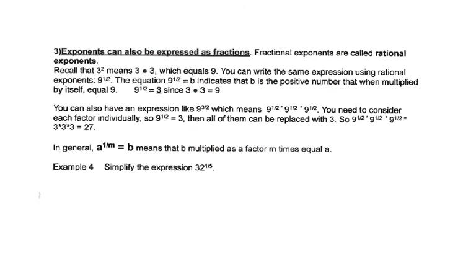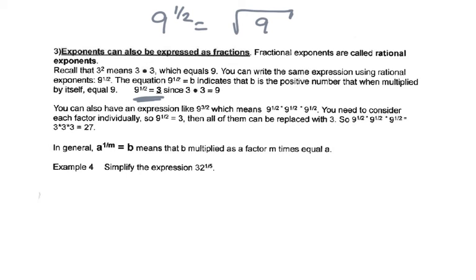Okay, let's move on. Exponents can also be expressed as fractions, and this is where it's going to get really interesting. So it says fractional exponents are called rational exponents. So recall that 3 squared means 3 times 3, which means 9. You can also write the same expression using rational exponents. So what's 9 to the 1/2 power? 9 to the 1/2 power is equal to b, indicates that b is a positive number that when multiplied by itself equals 9. In other words, 9 to the 1/2 power is the square root of 9. In other words, what number times itself gives me 9, which is, in this case, you can see here, 3 times 3.